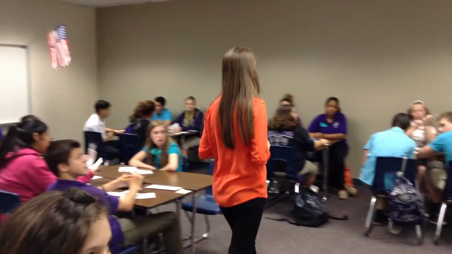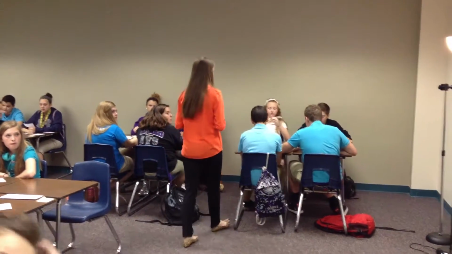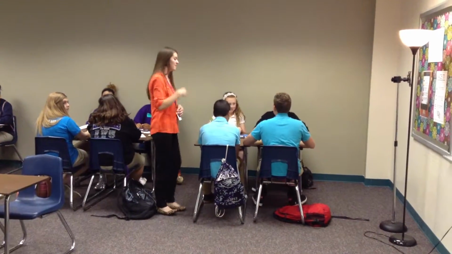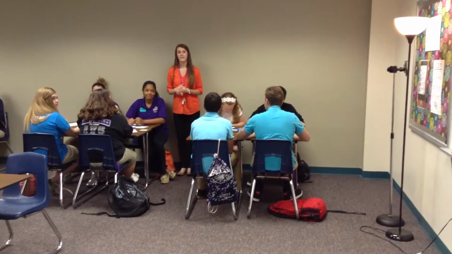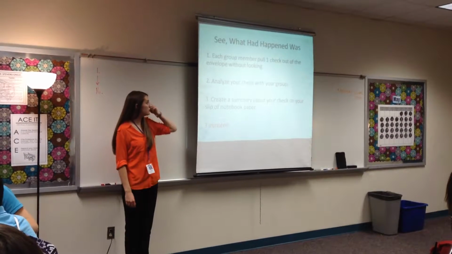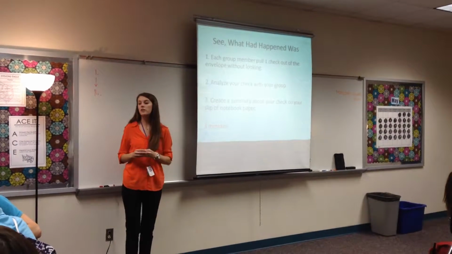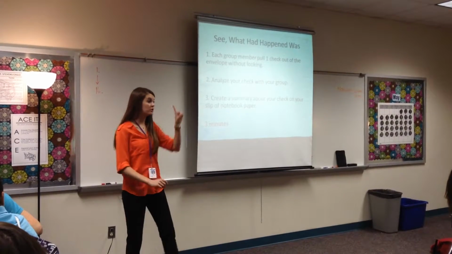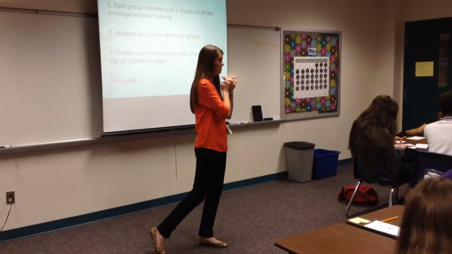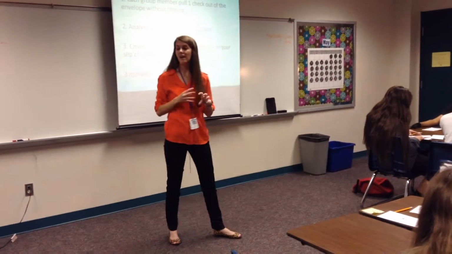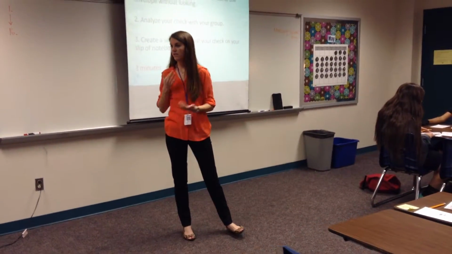2014, John Smith wrote a check for $45.67, and he wrote it to Pizza Hut. The next step is the experiment part of the inquiry-based process. Okay, step 2, you are going to analyze your check with your group. So what that means, you're going to look at the date it was written, who wrote it, how much, and come up with the reason why you think they wrote it.